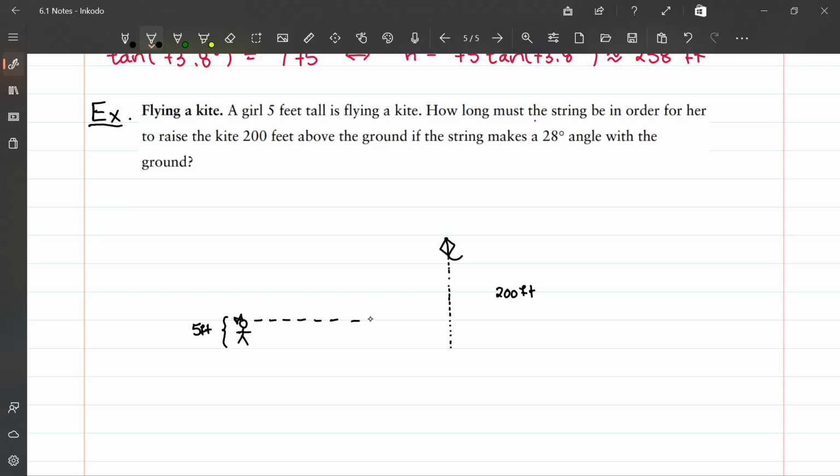When we draw out the horizontal at the little girl's head height, the horizontal is going to be parallel to the ground. So if the string makes a 28-degree angle with the ground, it's also going to make a 28-degree angle with this line right here. So if we draw our line like so, more or less, then this angle right here must be 28 degrees. So the question is, how long is this string, which I'm going to label as S for string?